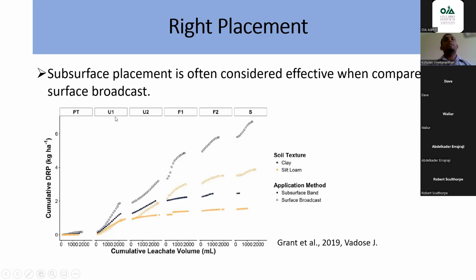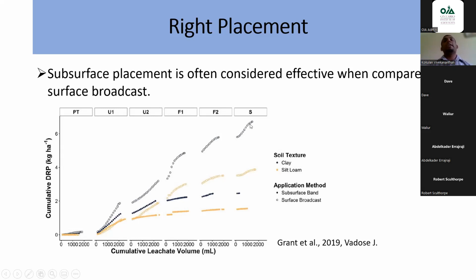What they did is, first, they did an artificial rain simulation under unfrozen conditions. Then they measured the cumulative DRP, or SRP, soluble reactive phosphorus amounts. When it's unfrozen, you could see more phosphorus being lost from the surface broadcast treatment from the clays. And then they also froze the soils and again simulated a rainfall. In that case, we noticed more phosphorus losses from the surface broadcast from both clay and silt loam soils.